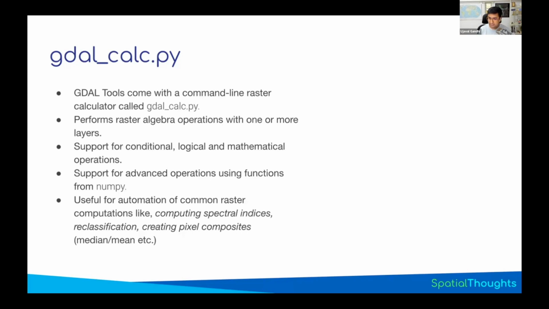You can do pixel composites. I have one image for each month. I want to compute annual sum of precipitation. I have daily images. I want to compute monthly average, right? So with those kind of aggregations per pixel, you can do with Gdal calc.